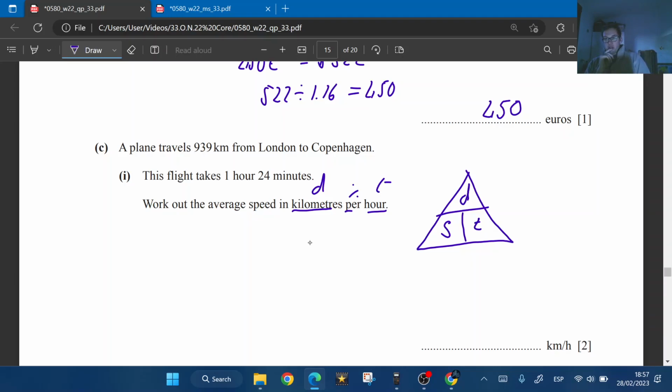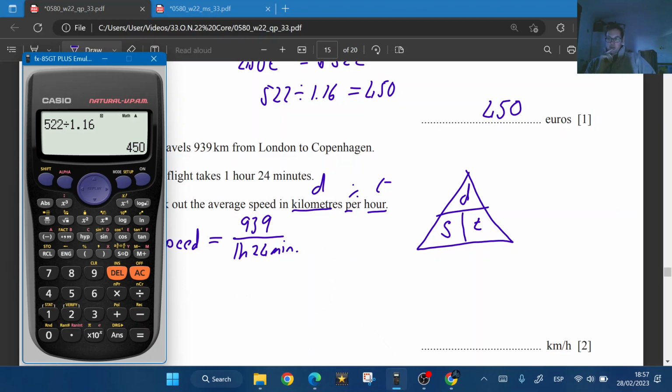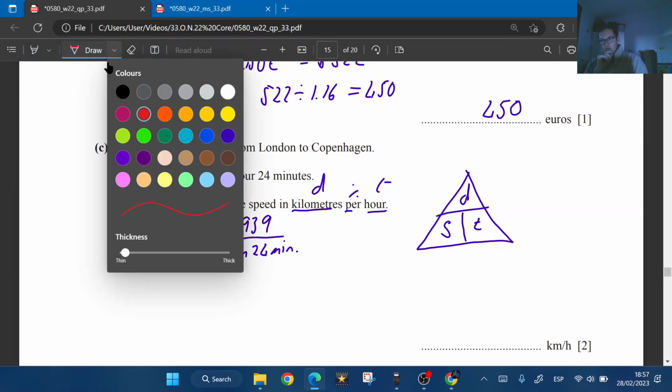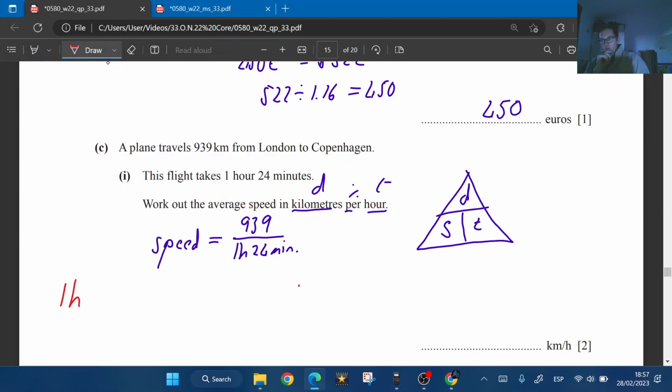So to work out the speed, you take the distance, which is 939, and divide it by the time, which is 1 hour 24 minutes. There's just a problem here. How do I put 24 minutes on my calculator? It is not 1.24. Let me just make that clear. 1 hour 24 minutes is not 1.24. Okay, that is wrong.